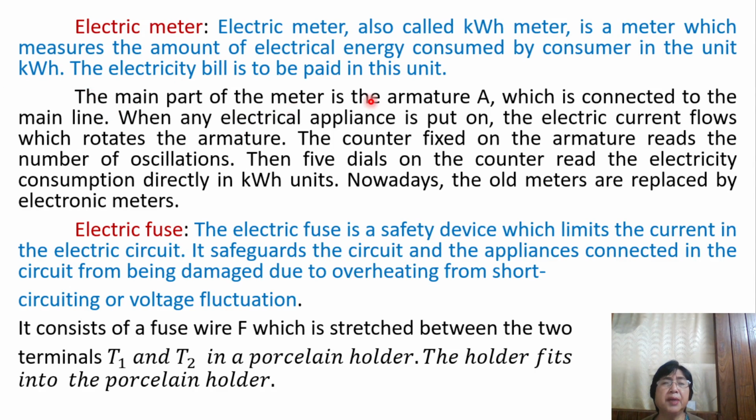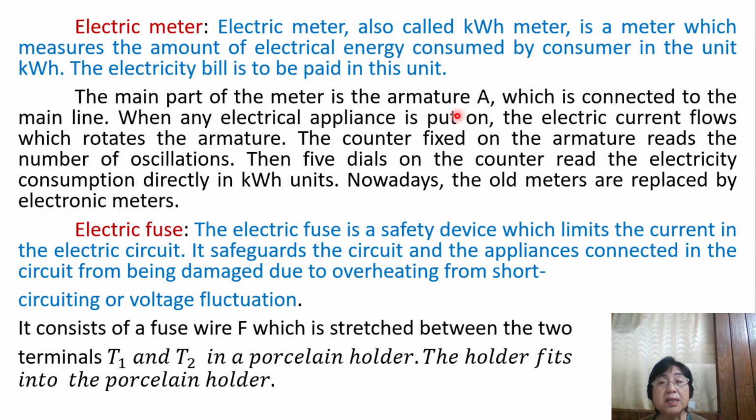The main part of the meter is the armature A. It will be very difficult to explain. Armature is another subtopic, but it's not included in your course, so just take it for now, okay? It's the armature A, which is connected to the main line. So inside an electric meter, we have the armature A, which is connected to the main line. So when any electrical appliance is put on, the electric current flows, all right? It flows through the meter. And when it flows through the meter, it flows through the armature.